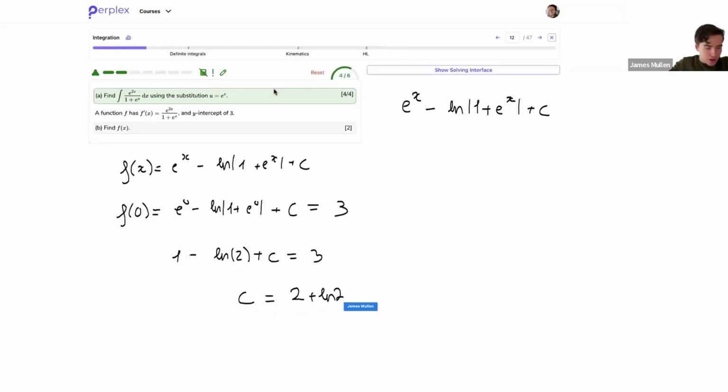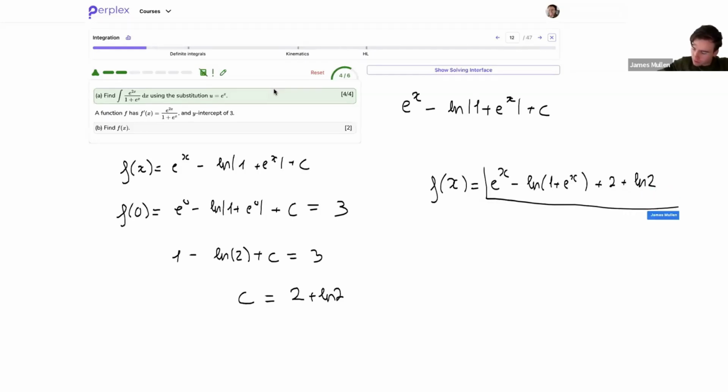All right, so I just write my final result, which is that f of x is equal to e to the x minus ln of 1 plus e to the x plus 2 plus ln 2. Okay, that is my answer.